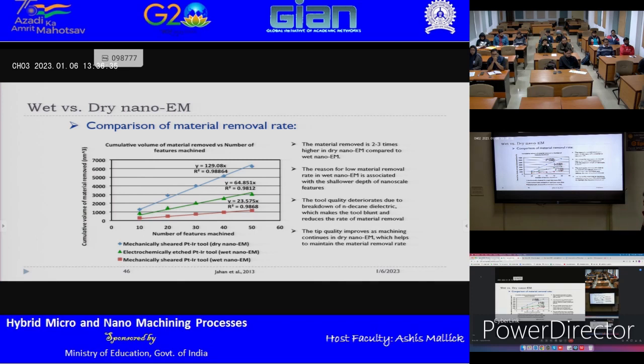Okay, this is also a comparison of the material removal rate. A mechanically sheared tool with dry nano EDM outperforms even an electrochemically etched tool for traditional wet EDM. So that means dry EDM can really get you better feature quality, in terms of a higher material removal rate and less variation, right?